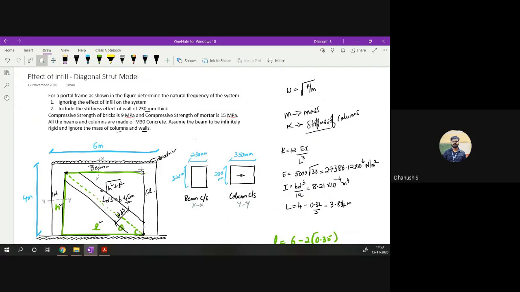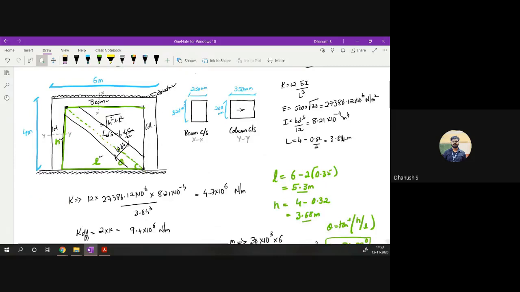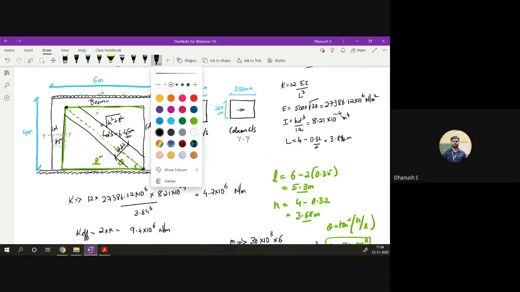Only a few places you'll have to be careful when you're solving, substituting the values. Like the H value that you consider is not the height of the column, but the height of the infill inside the column. And the LDS that we calculate is again from the inner corners of the beam column junction to the inner columns at the bottom. If you made sure you've taken the correct values, whatever values you end up with in the end will be correct. Clear?